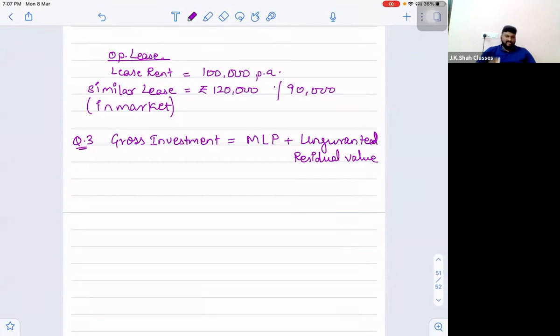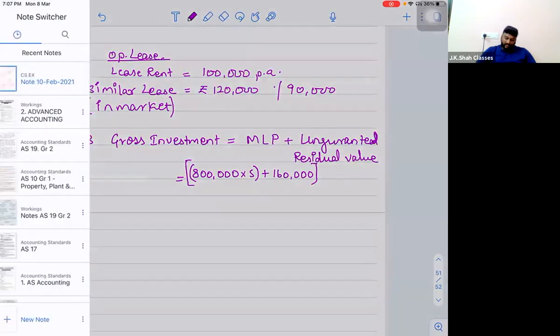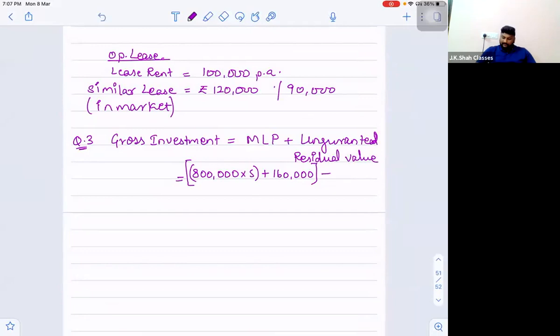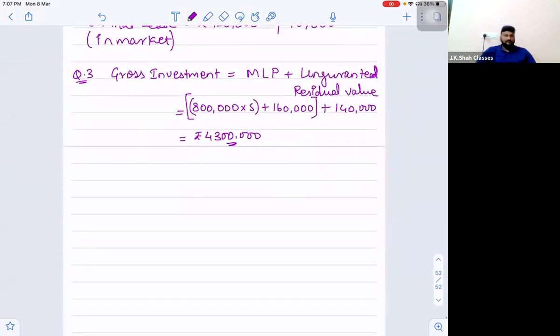So what is MLP? That need not you show. It is just for your reference. I'll say, sir, 8 lakh is the lease rental that I'm going to get for 5 years, plus 1 lakh 60 is the guaranteed residual value. So the total of these two items becomes your MLP, plus finally comes unguaranteed value of 1,40,000. So technically rupees 43 lakhs is your gross investment. Correct?